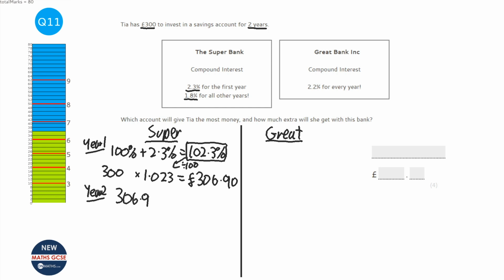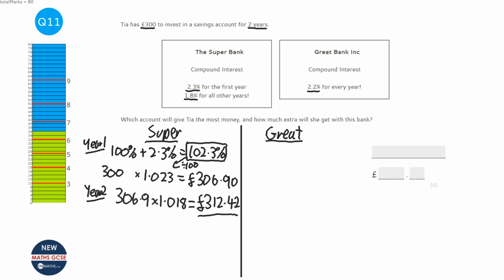So I could go through the same method as before, but actually when you start using multipliers you realise how to just go straight there. So it's going to be 1.018. But you could do 100 plus 1.8 is 101.8, and then divide that by 100. So 306.90 times 1.018. And that says it's £312.42, and I'm going to round it to the nearest penny. Okay, so that is Superbank. That's how much we'd get.